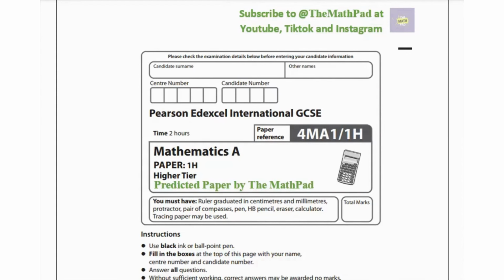So let's start with this, go through these questions in detail, and hopefully by the end of this predicted paper, you will have better understanding of these topics.